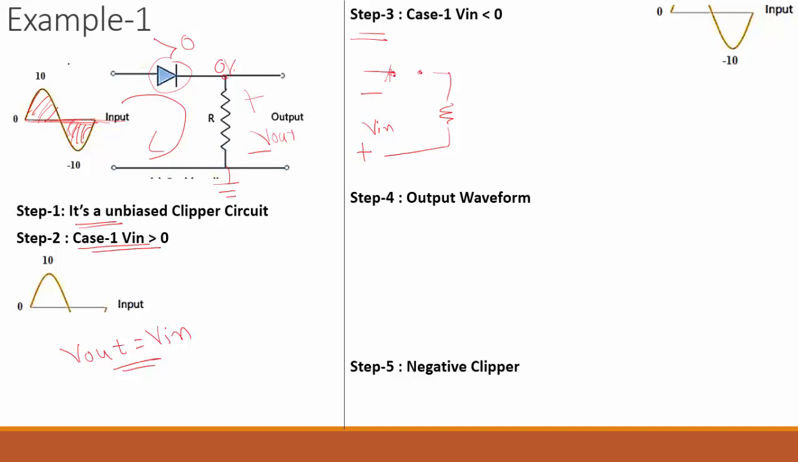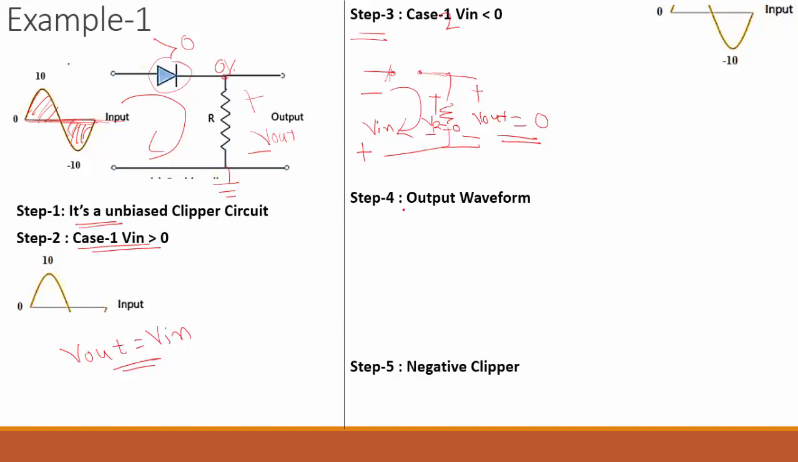Now here this diode will be an open circuit, so current will not flow over here. That means if there is no current flowing in this circuit, the voltage across this resistance is equal to 0, because V equals IR. So V out will be equal to 0 volt in case 2. This one is for case 2.